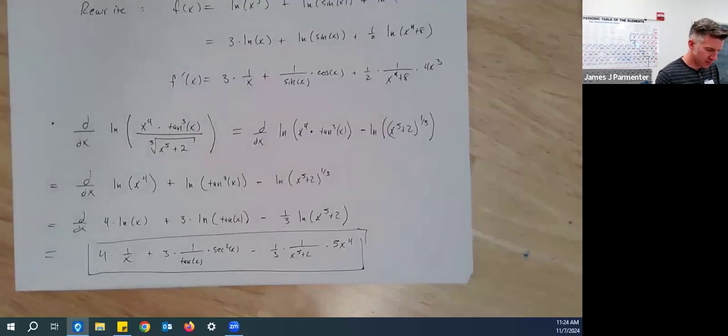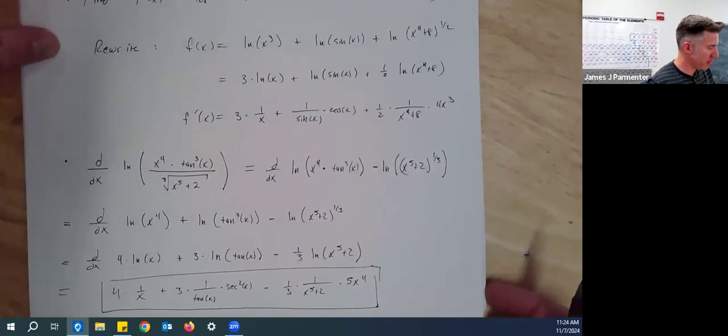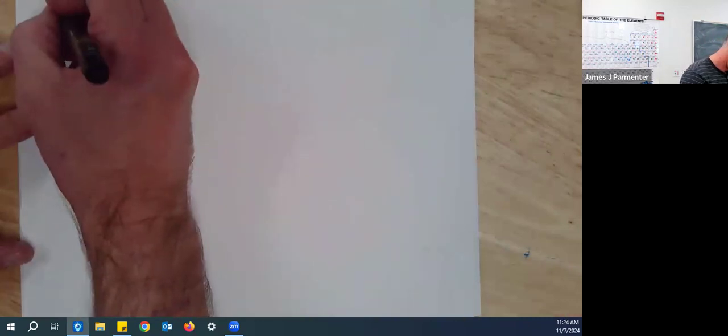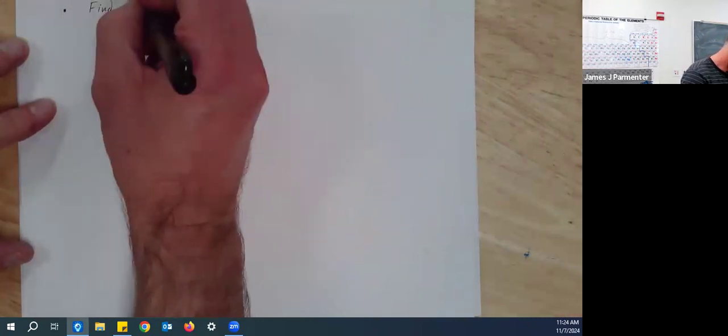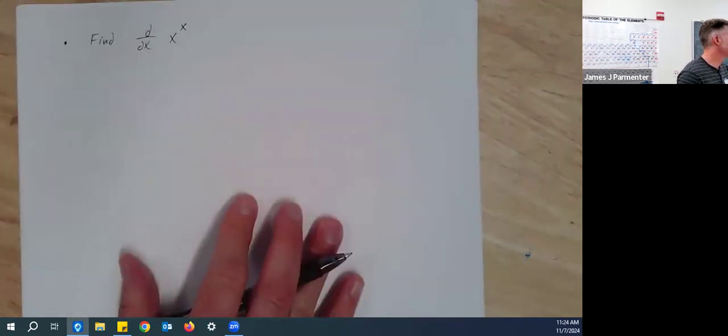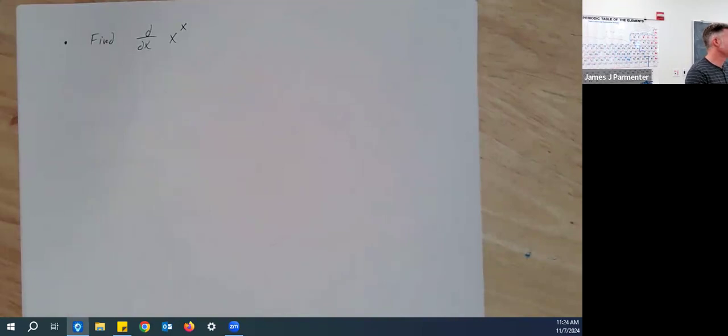All right. I lied before. I forgot about one kind of function that we haven't taken the derivative of yet. So let's say we want to find the derivative of x to the x power. We can't use the power rule here because it's not x to a constant. And we can't use the exponential rule here because it's not a constant to the x.